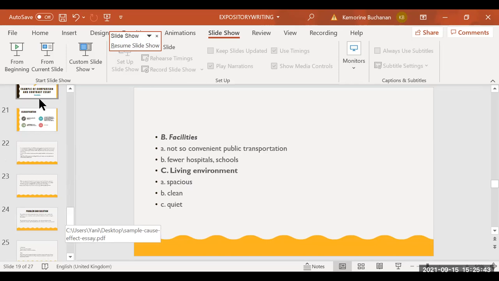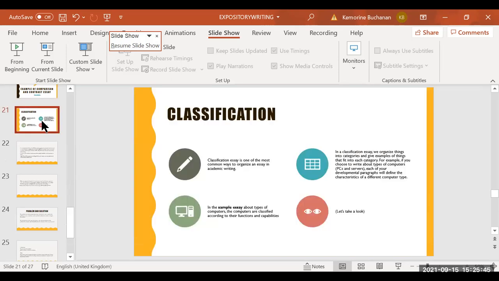And I'm going to send this article to you. Well, let's just go through the methods first. Then we have classification. So the classification essay is one of the most common ways to organize an essay in academic writing. I'm going to share that sample essay with you a little later.